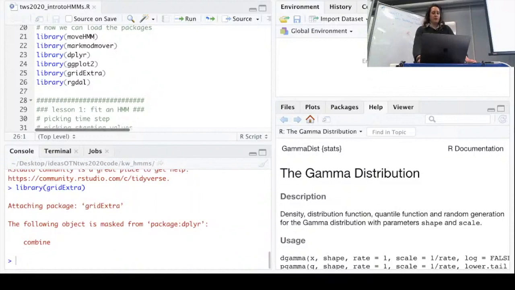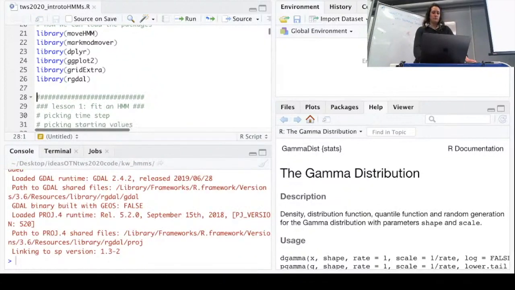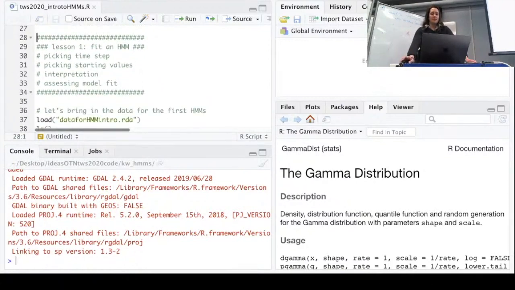Finish loading all of these packages. I like to do it slowly just to keep note. Perfect. So in this first lesson, we're going to just fit an HMM. We're going to look at picking a time step, picking some starting values, interpreting the model, and assessing model fit.